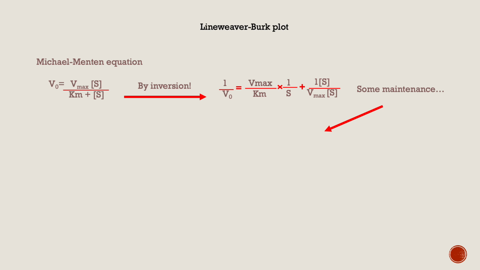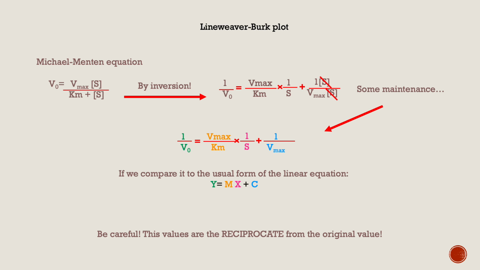For purposes of the graph, we must invert it. Once this is done, and as you can see, there are still some factors to cross out, so after some maintenance, we finally have our final equation. Now, if we look closely, we can compare it to the usual form of a linear equation, and we can see that the values are equivalent. But be careful, because these values in the new equation are reciprocals of the original given values.